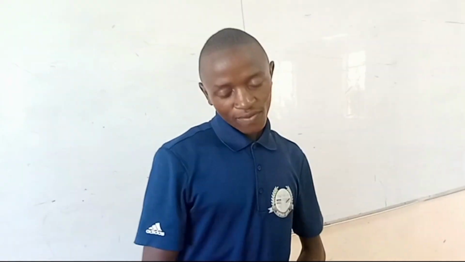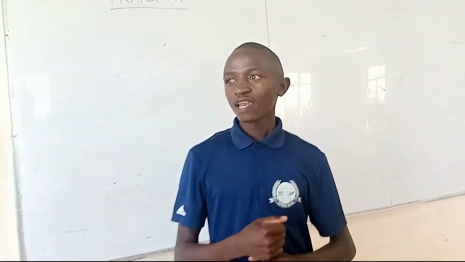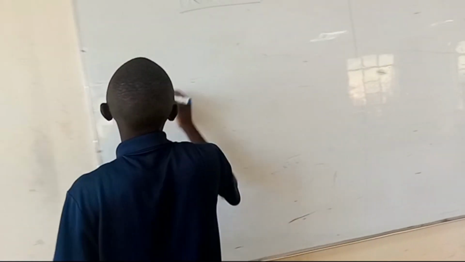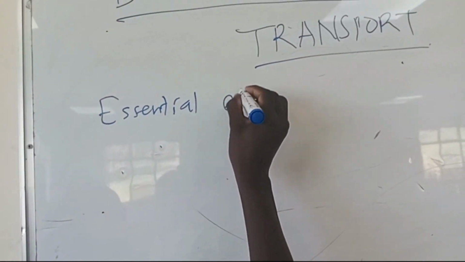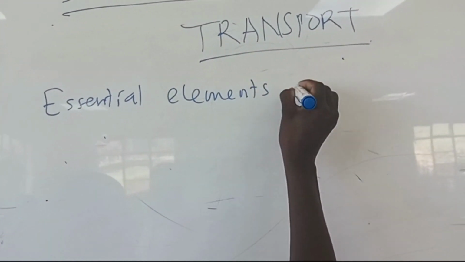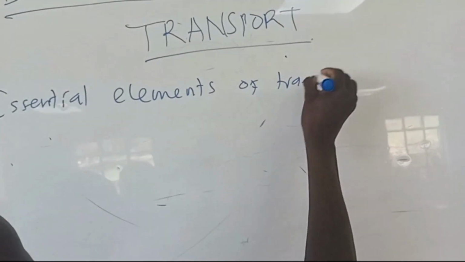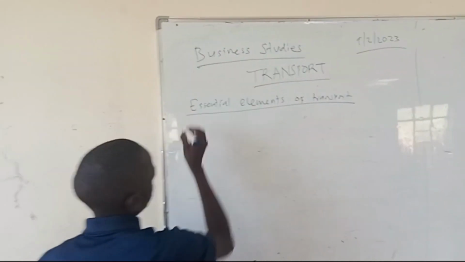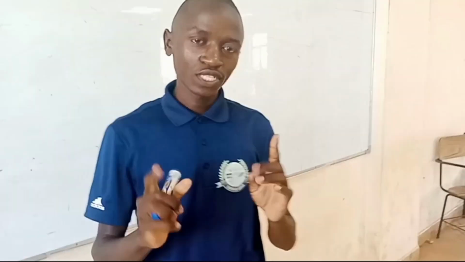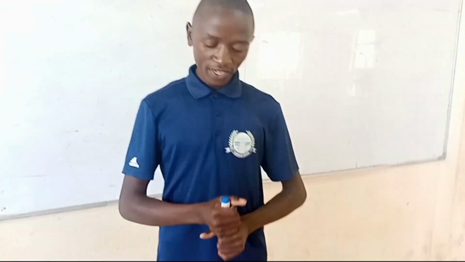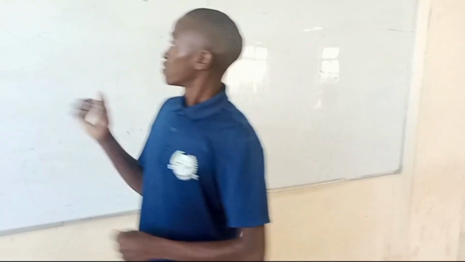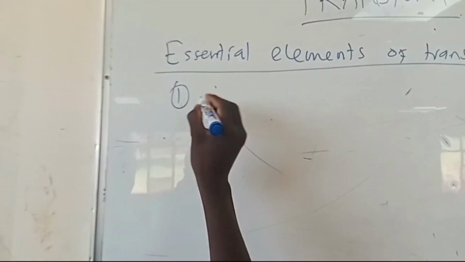So today we are going to look at the essential elements of transport. We are saying that for transport to take place, there are some basic things that must be present for the transport to be complete. For example, we have, number one, units of carriage.